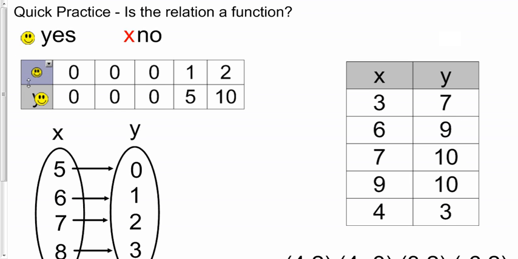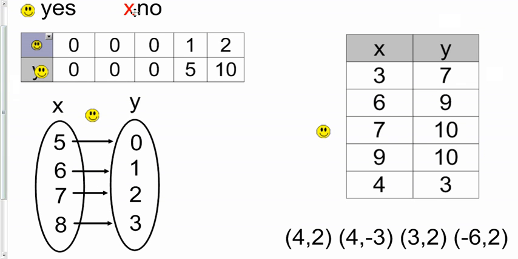Okay. Now, what about this one? Is this relation a function? Yes, because every single input has one output. What about this right here? 3, 6, 7, 9, 4. None of them repeated. So yes, that is a function. Looking down here though, here's a list of ordered pairs. We really haven't looked at it being given in this format, but it's the exact same thing as the table.